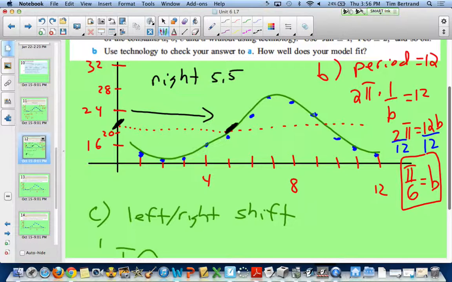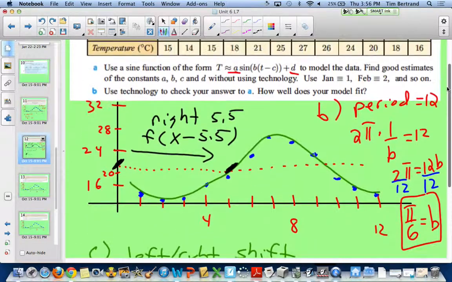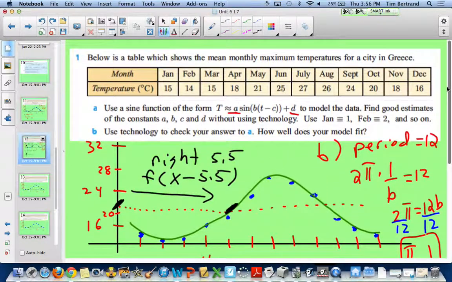If something shifts 5.5 units, the way I would write that would be f of x minus 5.5. And so there's my value for C. If I come up here, in my model I'm looking for time t minus c. There's my right shift, and that's going to be 5.5.